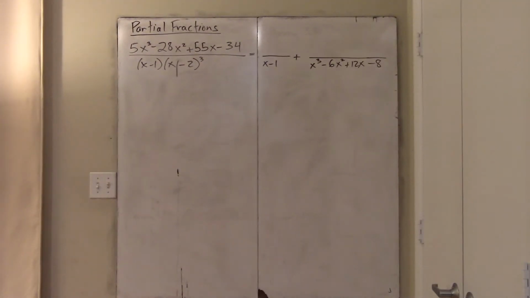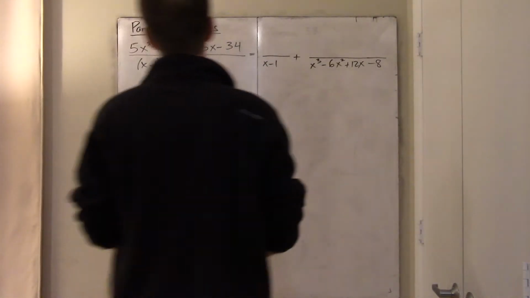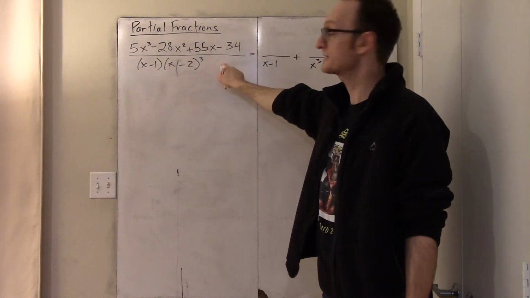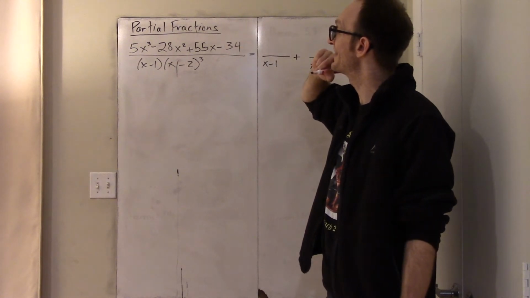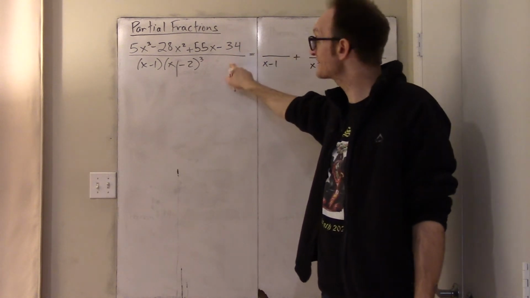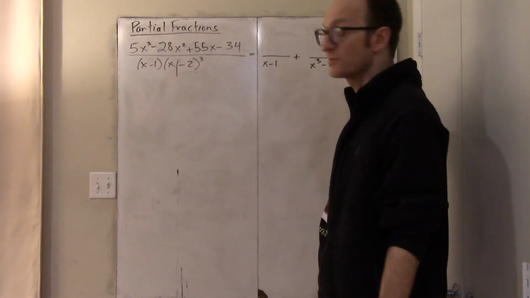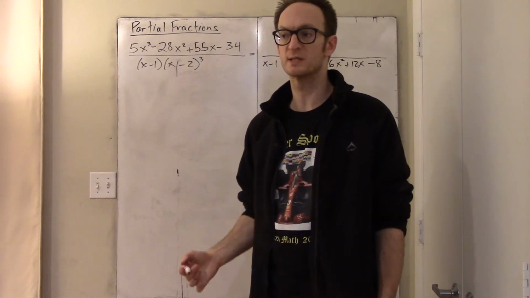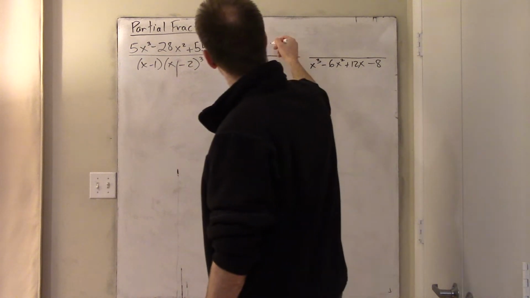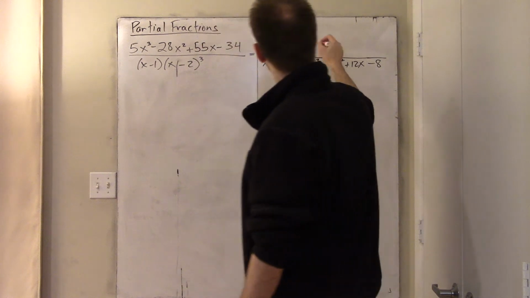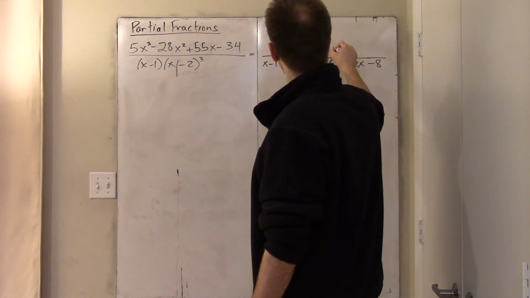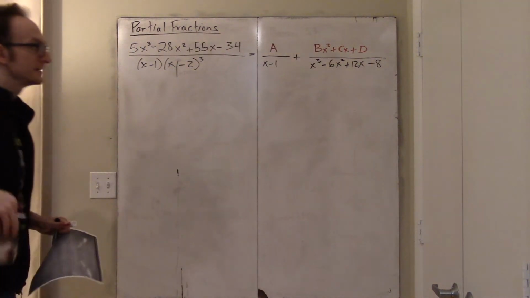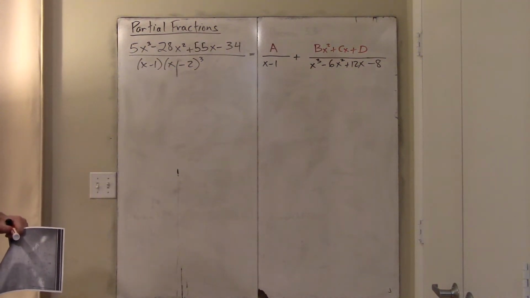So, what then do we do next? Well, because this is a quartic down here and a cubic up top, the degree of the numerator is less than the degree of the denominator, and so must each of the pieces that we split it up into have that same property. So I can say that this is going to be a number, and I can say that this is going to be some kind of quadratic, bx squared plus cx plus d. Okay, and now what?